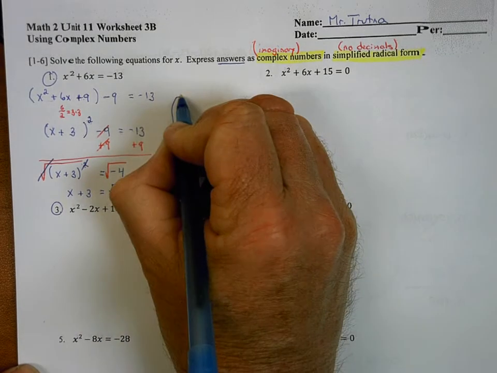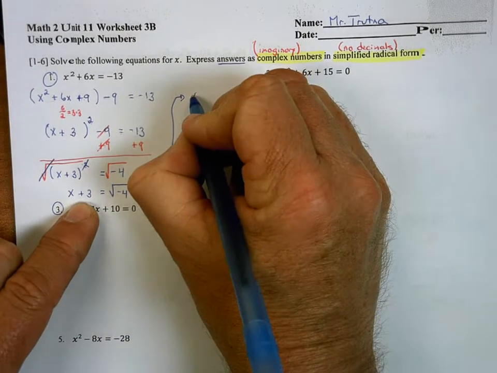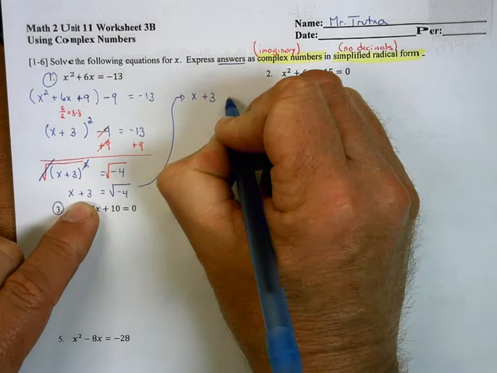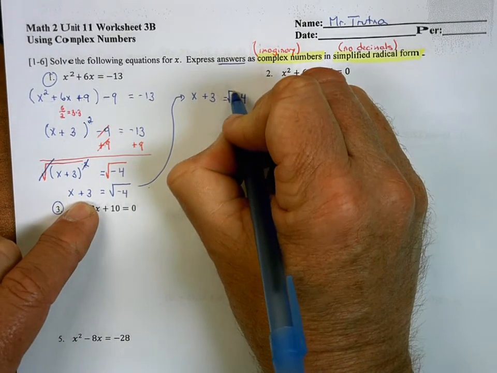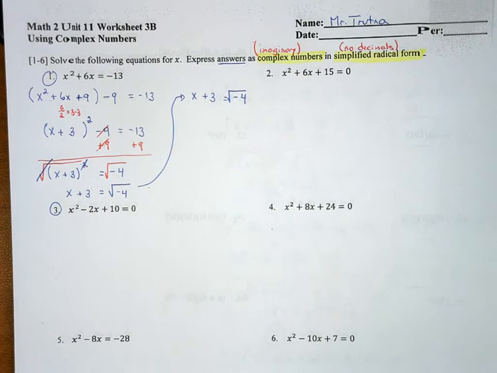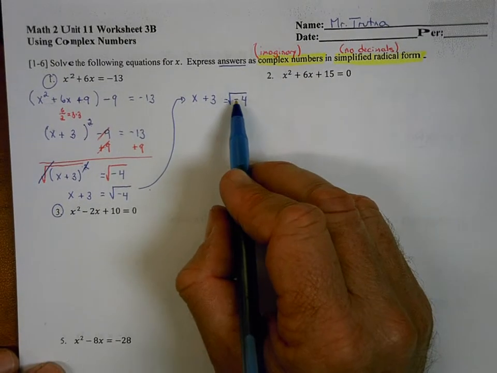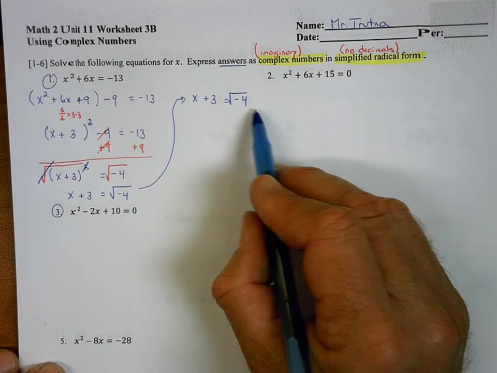So what I'm going to do is I'm just going to write that equation over here, give me a little bit more room to work this out. So I have x plus 3 is equal to the square root of negative 4, excuse me. And now I'm going to solve this out. Okay, so what I have to do is I have to express this in simplified radical form.